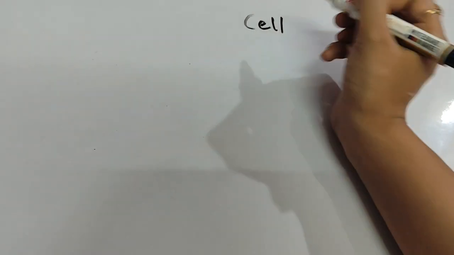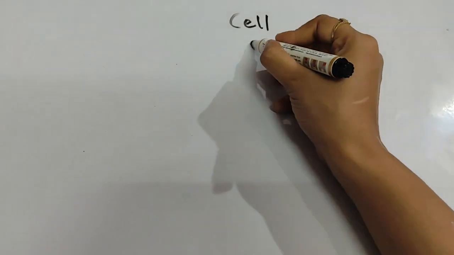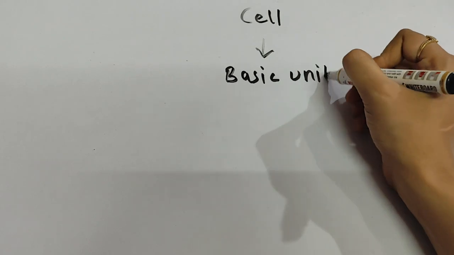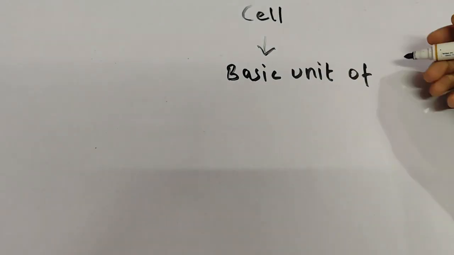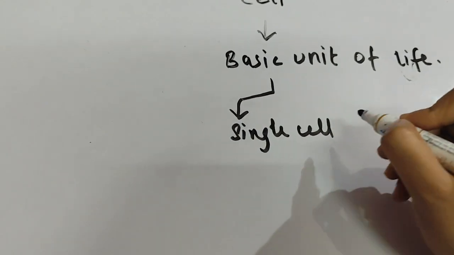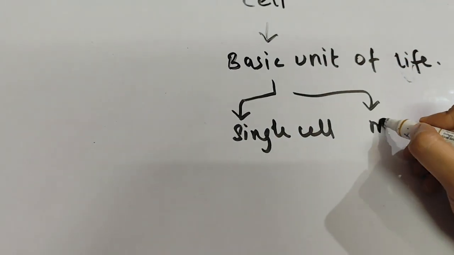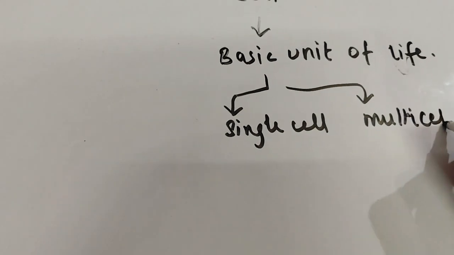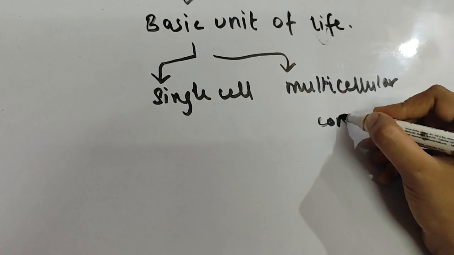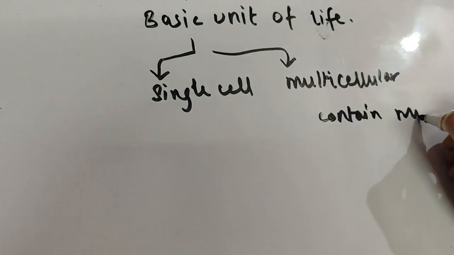Today we are going to talk about cell. What is a cell? Cell is a basic unit of life. As we know, all the living organisms are made up of cell. Either they are unicellular, that is single cell organism, or they are multicellular, which means containing million trillions of cells.